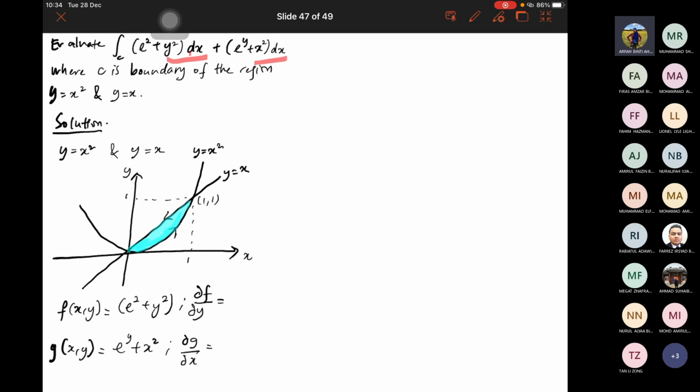Okay, dapat. So delta F terhadap y akan dapat 2y. So exponential 2, this one is a constant. Okay. So ni adalah constant. Okay. And then delta G terhadap delta x dapat 2x. Okay. It will be equal to integration over the bounded region R 2x tolak 2y dA.